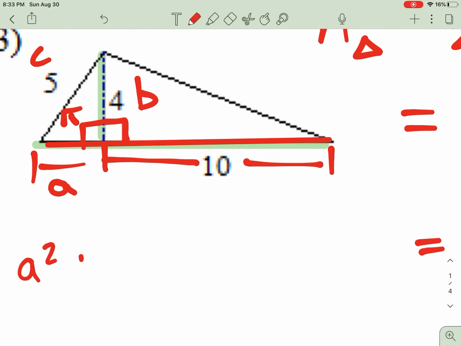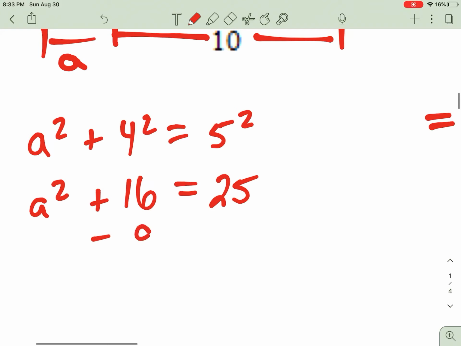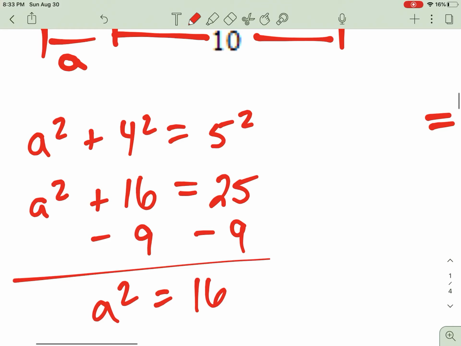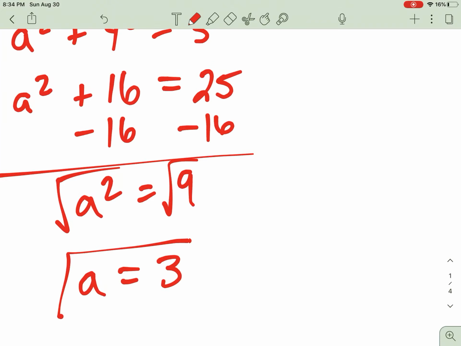So a squared plus b squared, which is 4, so 4 squared, equals c squared. Okay, and from here it's just solving an algebraic problem. 4 times 4 is 16, 5 times 5 is 25, subtract... I'm sorry, I'm getting ahead of myself. 16, subtracting 16 from both sides gives me 9. Okay, and then when I take the square root of both sides, because that's the opposite of the square, that means that a is the square root of 9, which is 3.